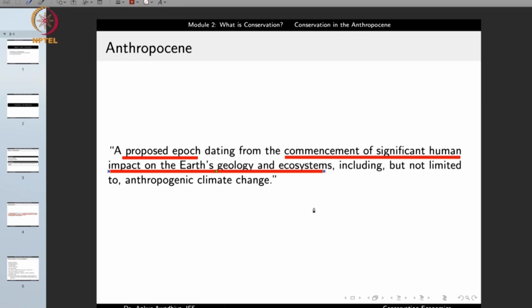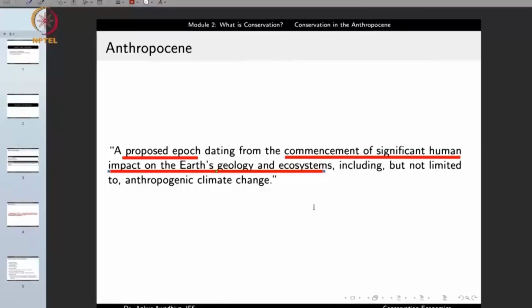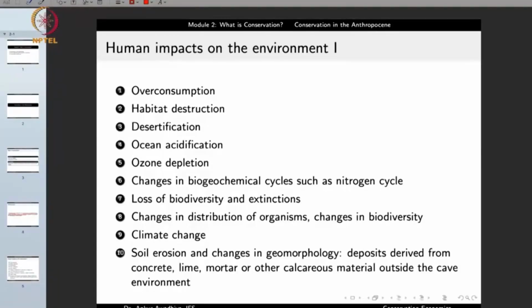So it is a time period, and this time period begins from the beginning of significant human impact on the Earth's geology and on the Earth's ecosystems. And it includes, but it is not limited to, anthropogenic, which means man-made, climate change. So it includes man-made climate change, it includes global warming, but it also includes a number of other things. Now, what are those other things? The first such impact is overconsumption.